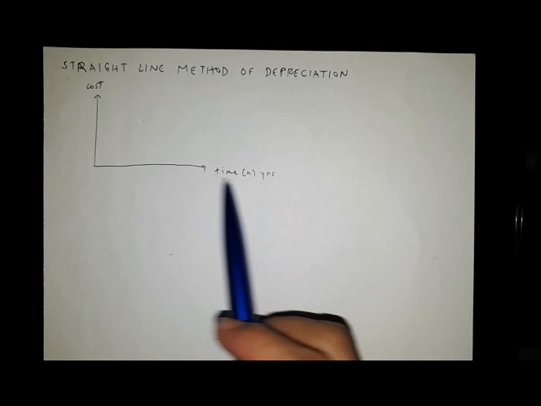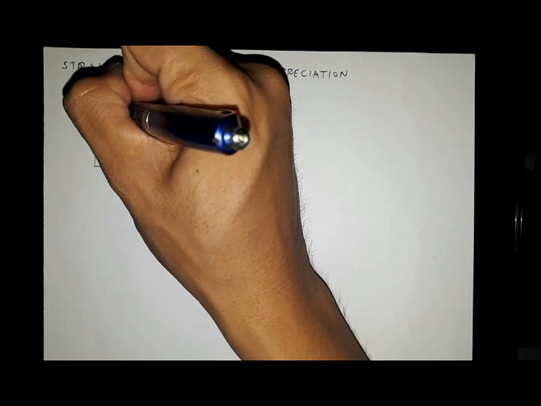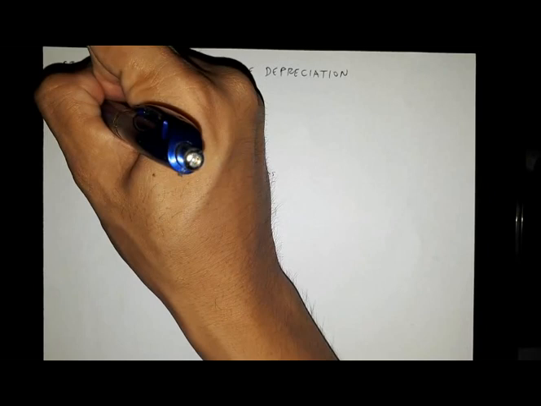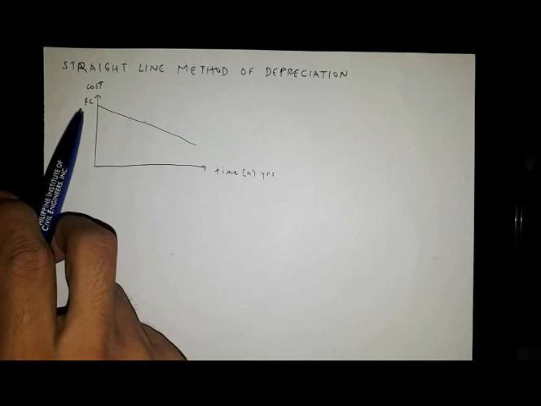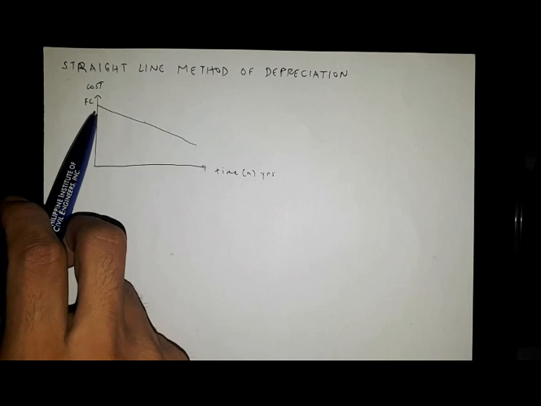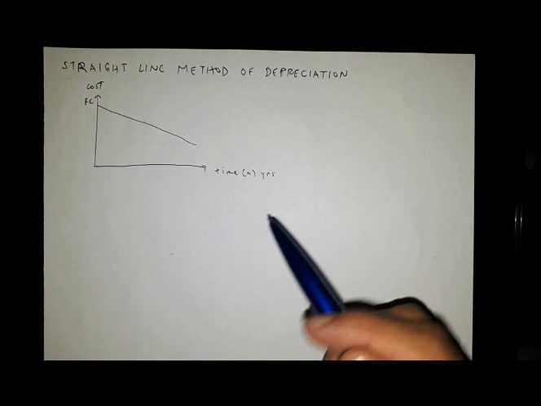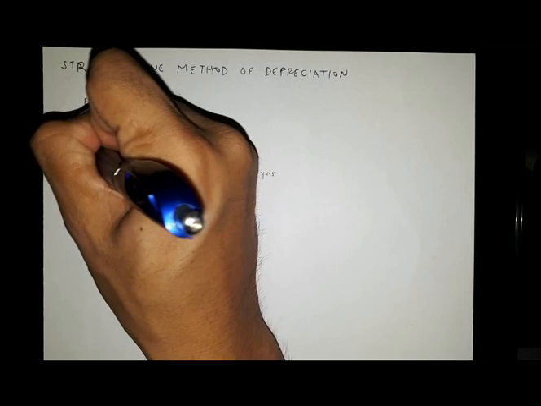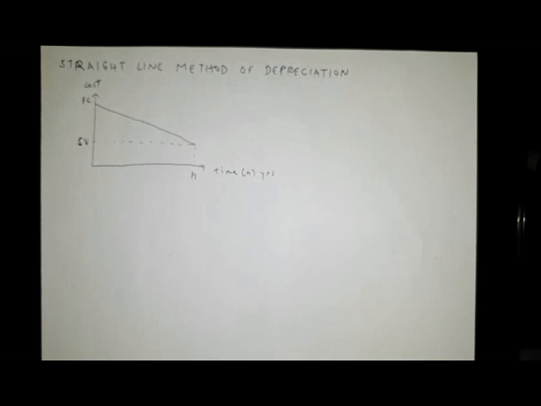So the graph of depreciation is a first degree line, a straight line. So we start with the first cost, and as time goes by, the cost of the equipment or the property is being depreciated until it reaches its salvage value, or the value after N, the useful life of the material.